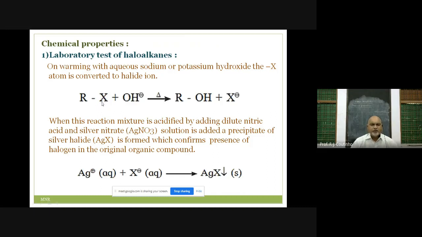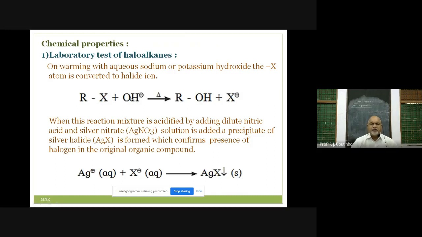So when you warm this haloalkane with an aqueous alkali, the alkali can be of any type, sodium hydroxide or potassium hydroxide, this halogen atom is converted to a halide ion. How is it converted? See here, RX, when we have taken a hydroxyl group and an alkali, that is OH minus, it's a nucleophile.